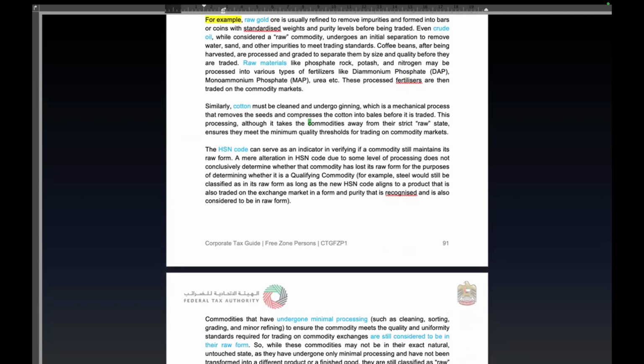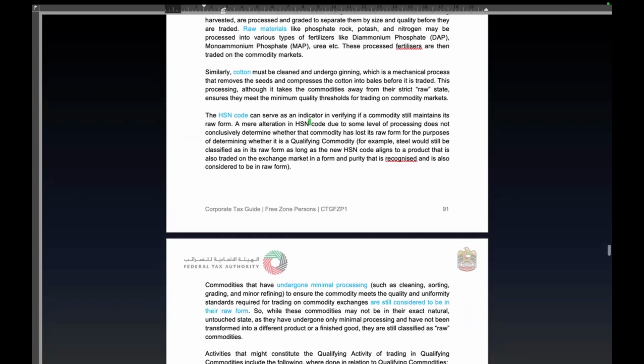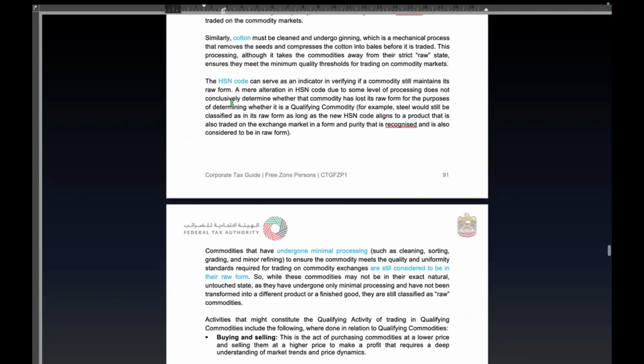Cotton ginning, separating seeds from the cotton, will be considered basic initial processing. You are not changing the shape, you are not adding any value. HSN code we have already discussed. You need to look at the HSN code.